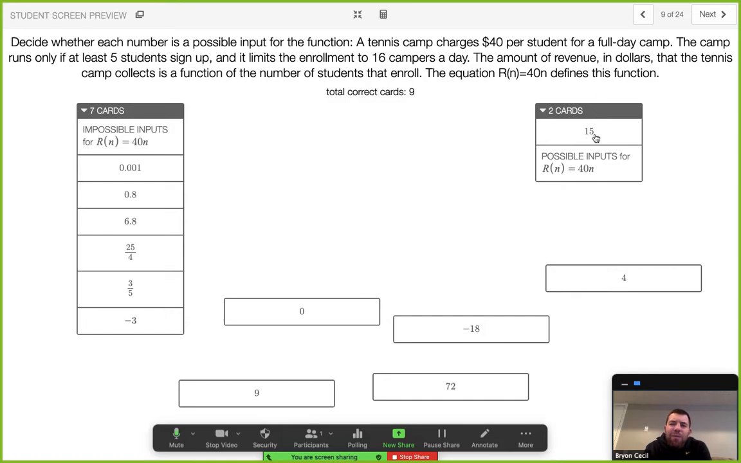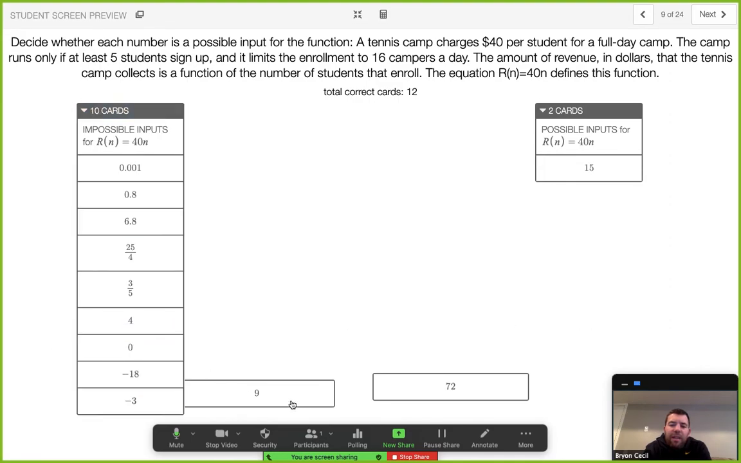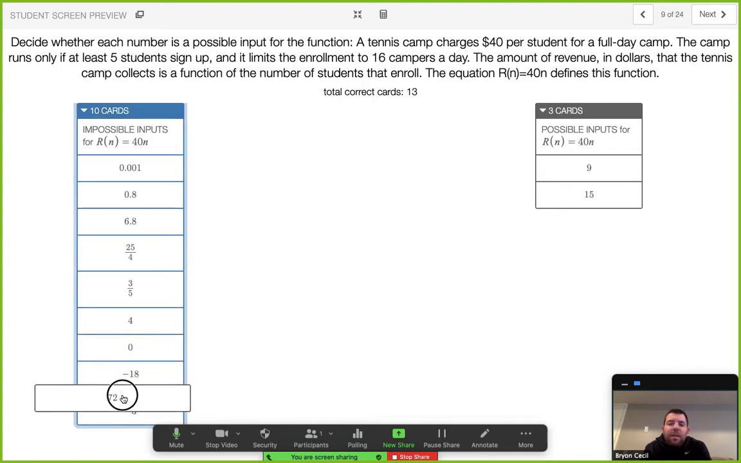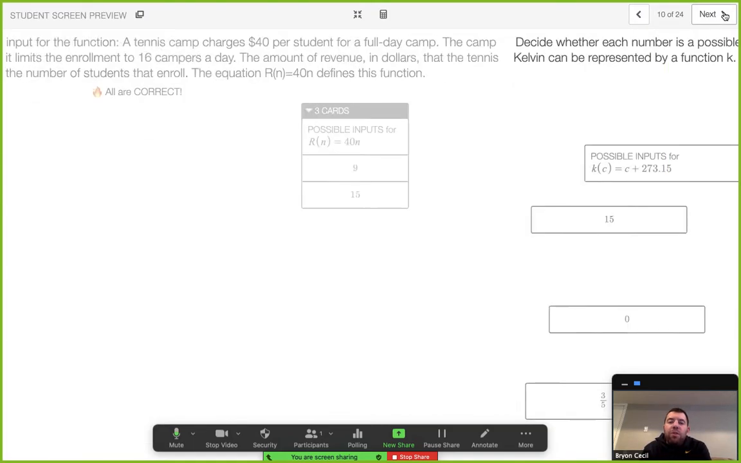Why can't I have 4 campers? That's right. Look, at least 5, right? 4 is not at least 5. Can't have it. Can't have 0. Can't have -18. 9, yes. 72. Can I have 72 campers? No, because it says it limits the enrollment to 16 a day. All right, so again, we're trying to work our way through what some possible inputs and possible outputs we can have for situations.